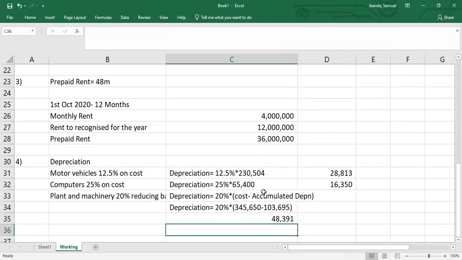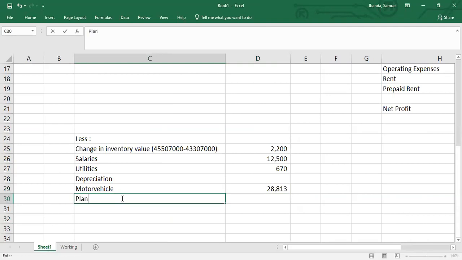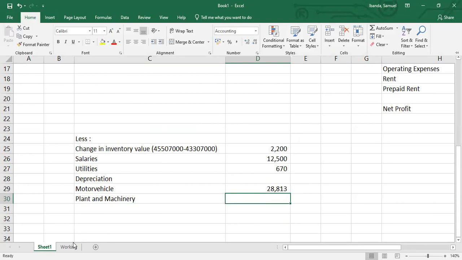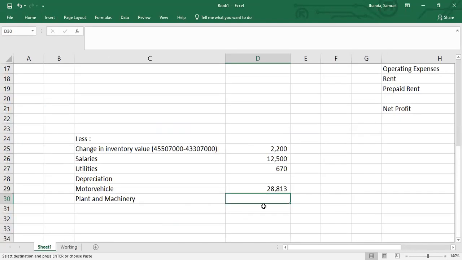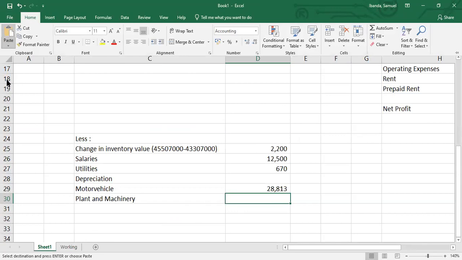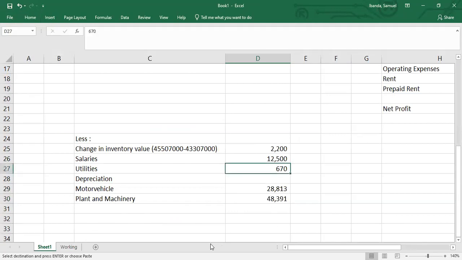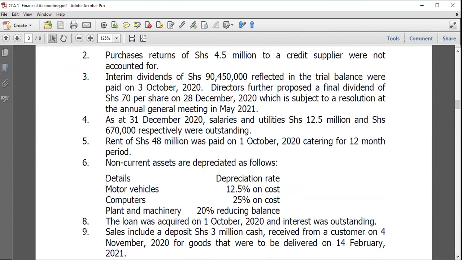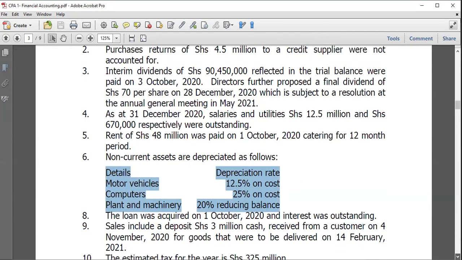Okay, let me just see. It gives me 48,391. So I'll just come here, plant and machinery, under depreciation, and I'll put the value there, which is 48,391, right there. So that is what basically I do have. So mine is to go back and check and see if I've covered all the assets that I have. So yes, I've been able to depreciate the assets and adjust my profit.